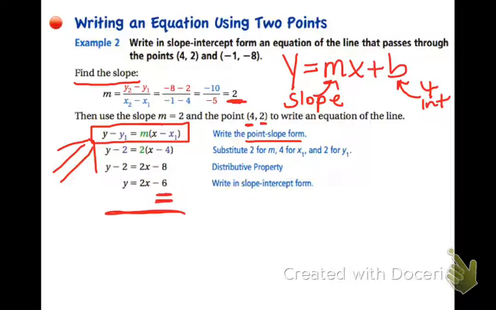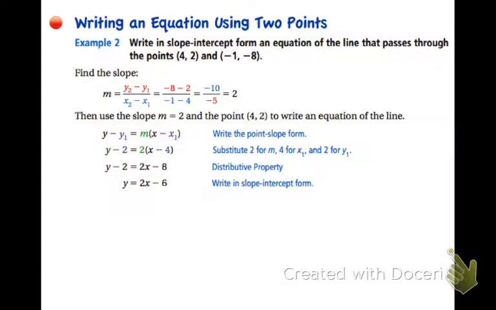You're solving for y. So we simply add 2 to both sides, making sure that you're adding it to the like terms, and it's now in slope-intercept form. So let's give this a try.